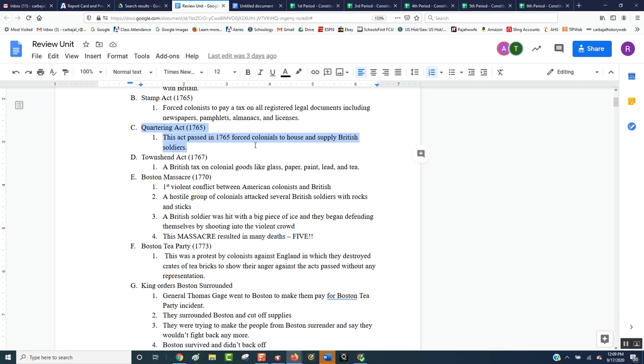Now, today in 2020, that's not a very big deal. We don't have soldiers knocking at our doors, requiring us to feed them. But back then, it was huge. And this Quartering Act was like a big slap in the face.